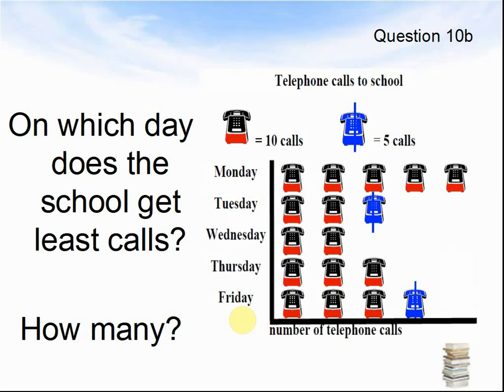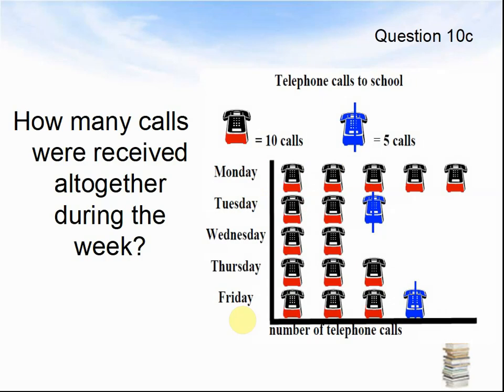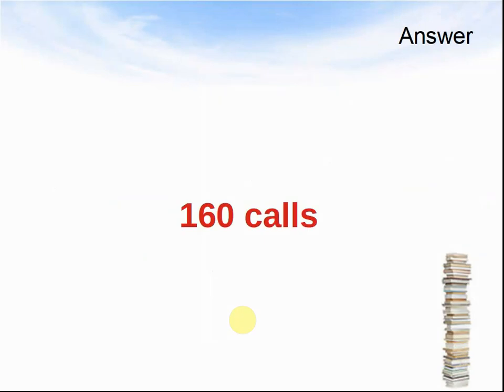Question B. On what day does the school get the least calls, and how many? Pause the video until you are ready with the answer. Wednesday had 20 calls. Question C. How many calls were received altogether during the week? Pause the video and find the answer. Here comes the answer. 160 calls.